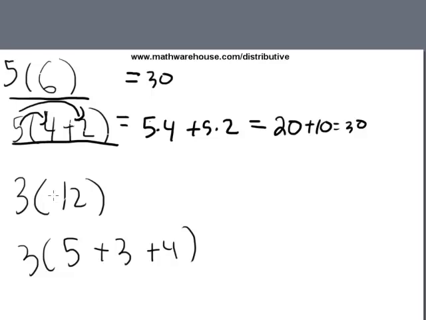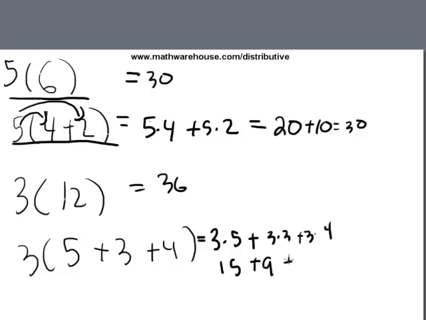You can do the same thing for 3 times 12, which we know is 36. We could rewrite 12 as 5 plus 3 plus 4. And again, let's do this using our distributive property and see if we also get 36. The distributive property says we can rewrite it as 3 times 5 plus 3 times 3 plus 3 times 4, or 15 plus 9 plus 12. And you got it. 15 plus 9 plus 12 equals 36.